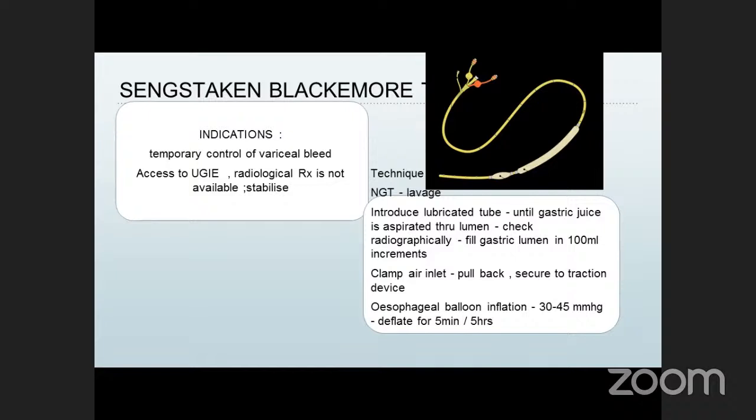Then clamp the air inlet, pull it back, and secure it to a traction device, which would provide good tamponade to the bleeding varices. And even for esophageal balloon inflation, one can inflate it to 30 to 45 millimeters of mercury using a manometer. In order to prevent any pressure necrosis, it's better to deflate this every 5 minutes after 5 hours.